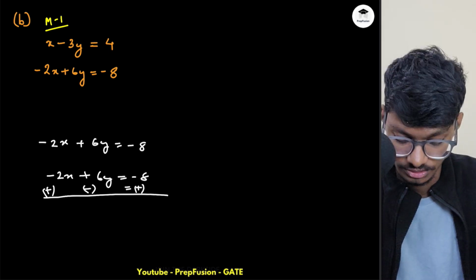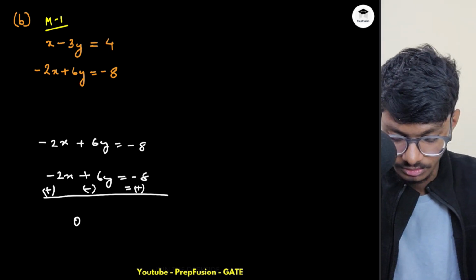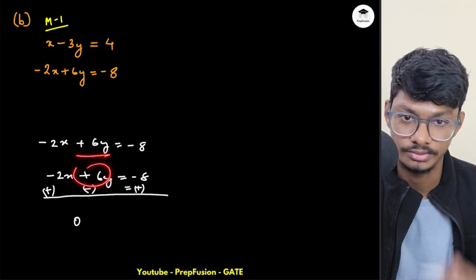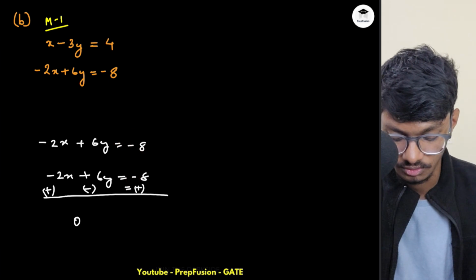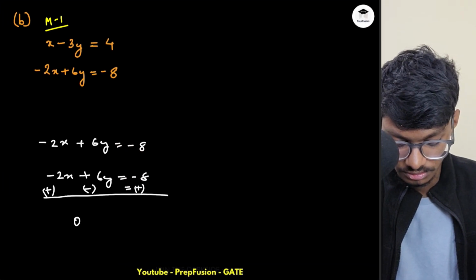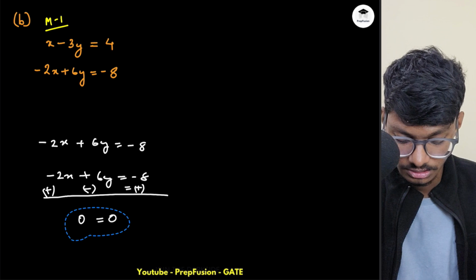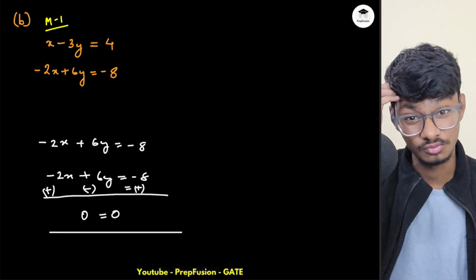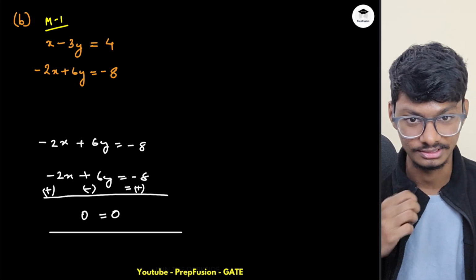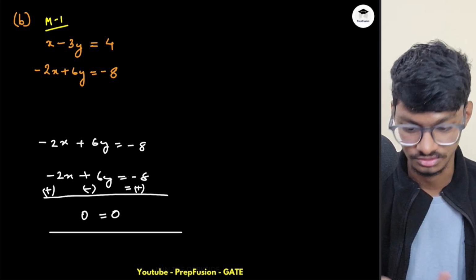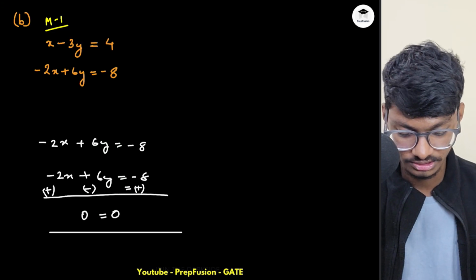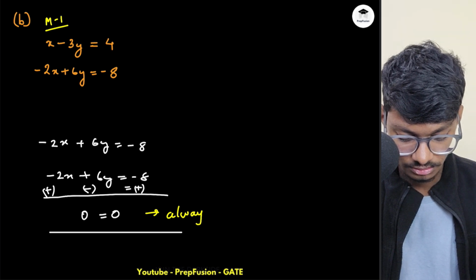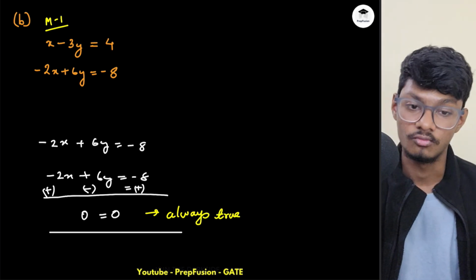If I subtract these two equations, what do I get? I get 0, because 2x minus 2x is 0, plus 6y minus 6y is 0, and minus 8 plus 8 is 0. So 0 equals 0. What does this mean? Is this true? 0 equals 0. Yeah, this is always true. Always true.